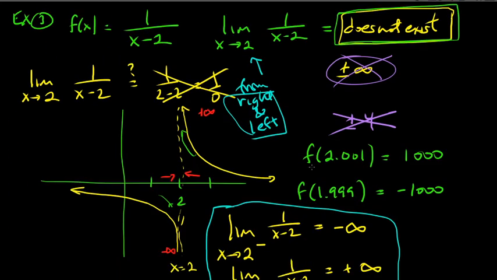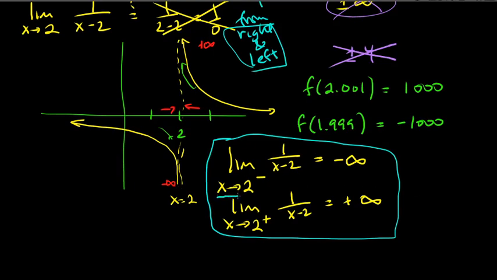Right? But in this example, one side goes up, one side goes down. You give up. You don't say it's positive infinity or negative infinity. The limit does not exist. But you can do the left-handed limit and the right-handed limit separately. And again, you get two different answers. One's negative, one's positive, right? So I hope that helps.